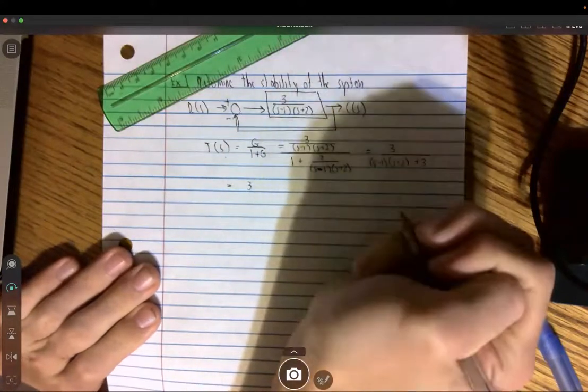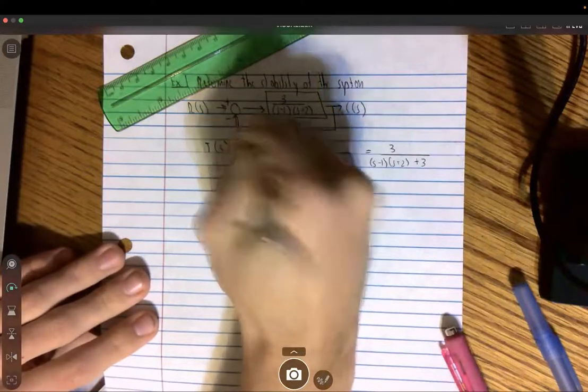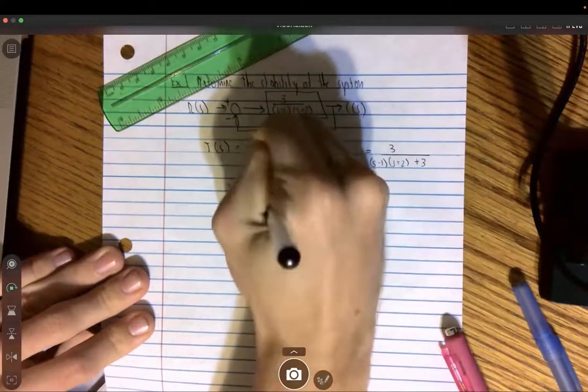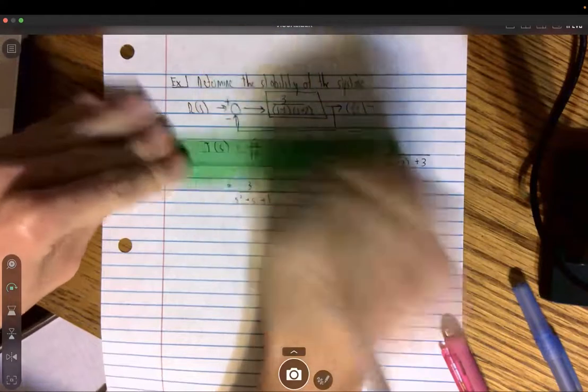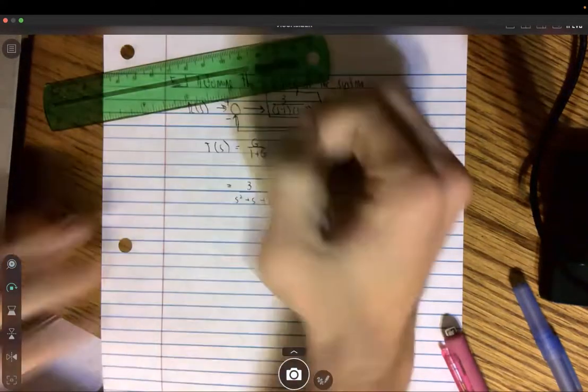And this is going to result in 3 over S squared plus S minus 2 plus 3. Oh, wait. No, it'd be plus S, sorry. S squared plus S minus 2 plus 3.